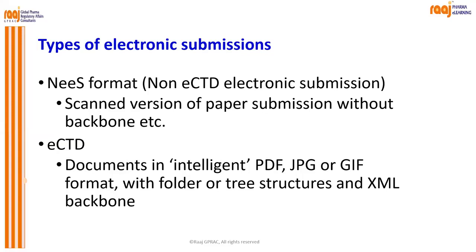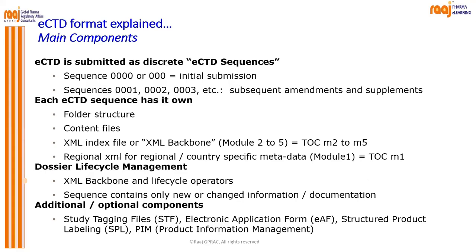Then there are types of electronic submission. One is called NeeS, that is non-eCTD electronic submission, which is a scanned version of paper submission without a backbone. And eCTD means the documents in intelligent PDF, JPG or GIF format with a folder or tree structure and with the XML backbone. Here the XML backbone plays an important role, and you are going to learn today how the XML backbone is created using eCTD software. The first eCTD sequence can be submitted as 0000, that is, triple zero, called the initial submission. And following that, when you make the versions, it becomes 0001, 0002, 0003, and so on.